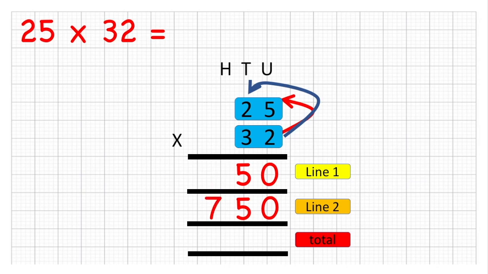Am I finished? No, I need to add it together because I've partitioned it, I've broken it apart to do it. Now I've got to put it back together to get my final answer. So let's look in the units column. 0, 0 equals 0, obviously. In the tens column, 5 add 5 is 10. Put the 10 across into the hundreds column and the 0 in there. Then add the hundreds column, 7 plus the 1 we've just added, 8. The answer is 800. Okay, nice and simple.